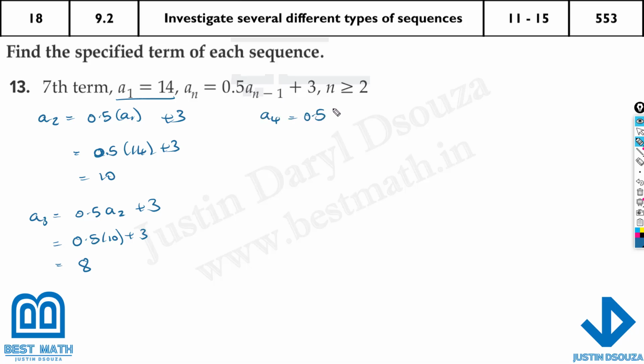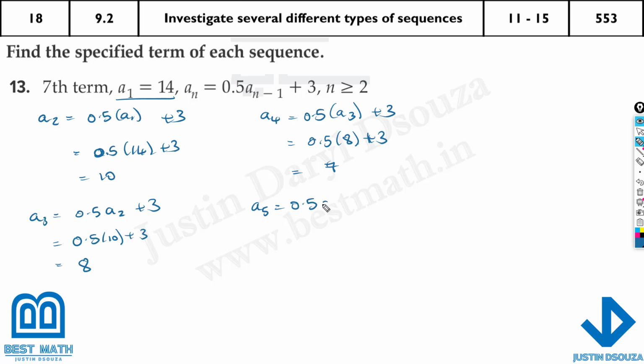What about the next one? Again, it's half of the previous term, A3 plus 3. And here we have 0.5 times 8 plus 3. And we have 4 plus 3, that is 7. See, now it's a recursive formula. You can't think of it like a sequence. Before it was a common difference of two, now it's a difference of one. The difference changes. So therefore, this is not a direct problem. You need to know the formula. Otherwise, you can't go ahead.